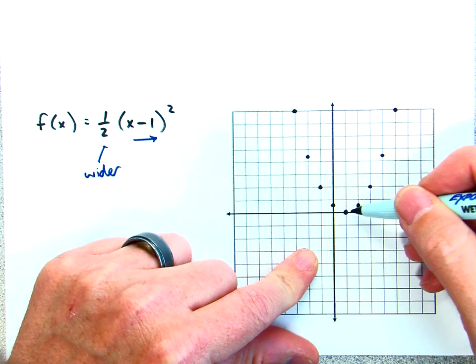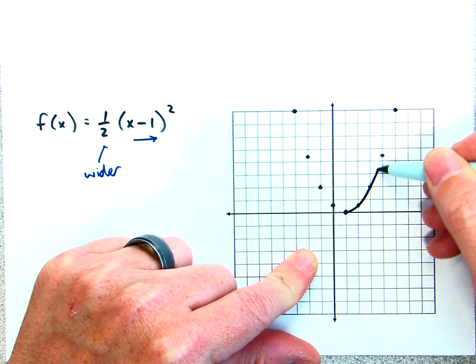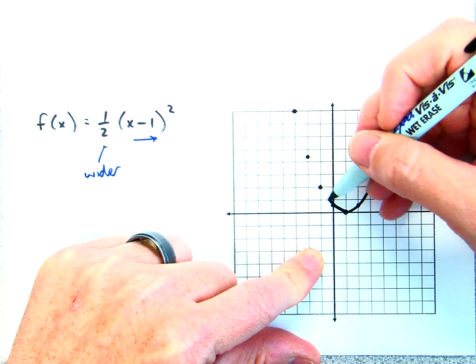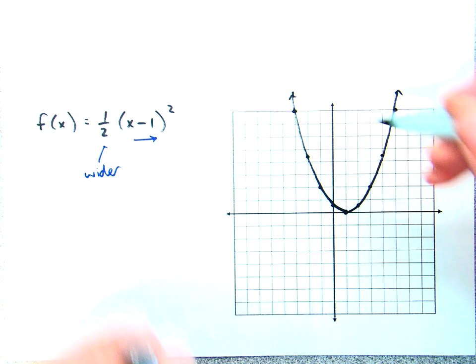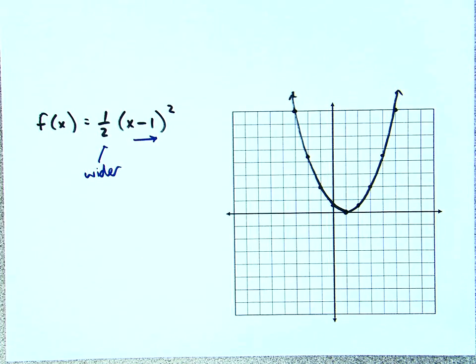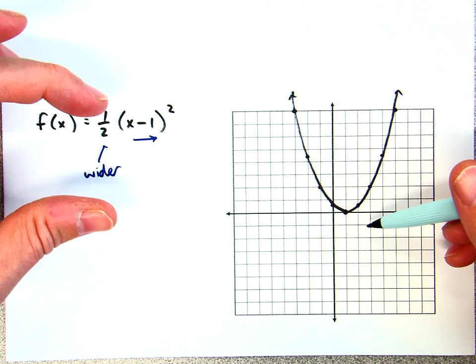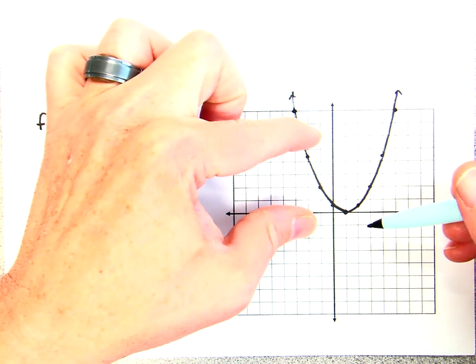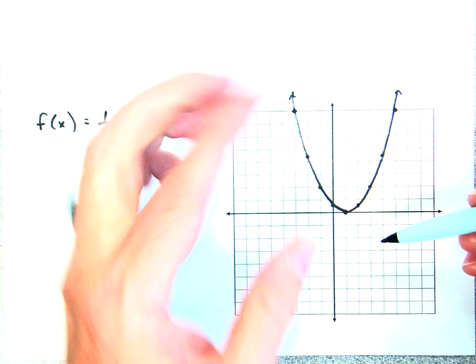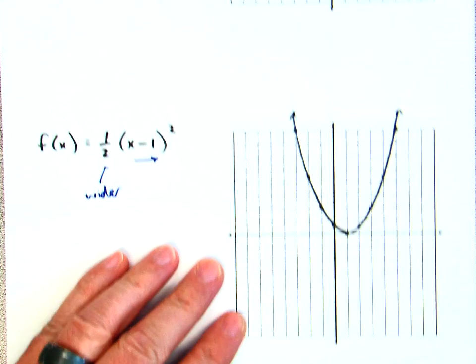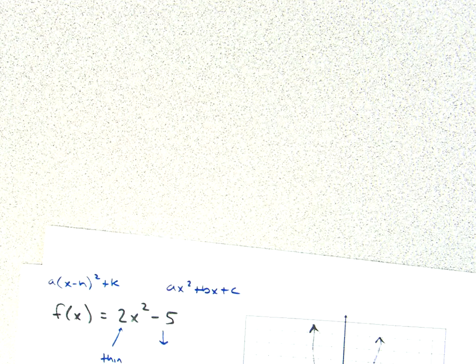There we go. So if we connect these, we can see that our parabola has gotten wider than it normally would be. Right? And we used our A to compress the heights. Right? We compress the heights of these guys, which opens it up wider. Right? All right, let's try one more.